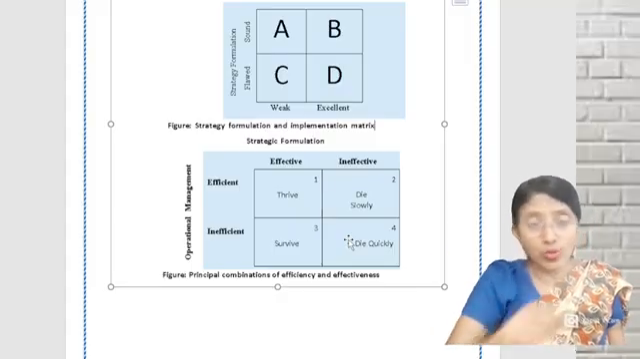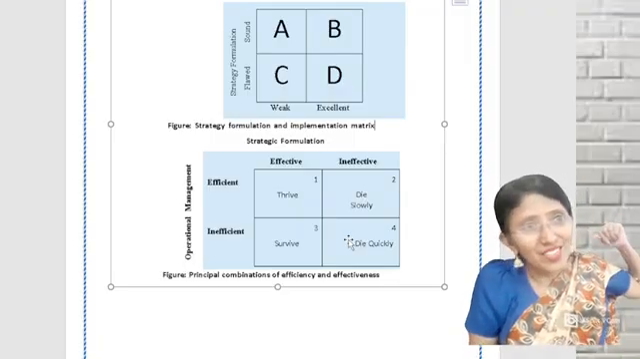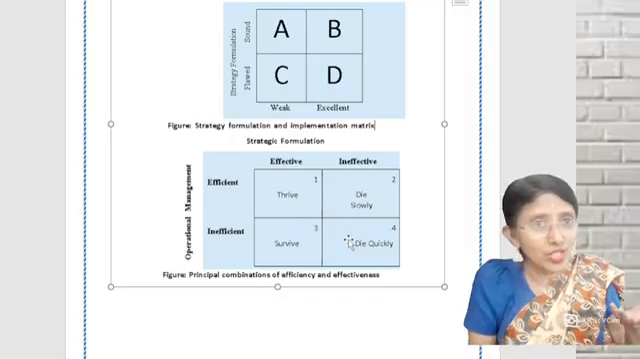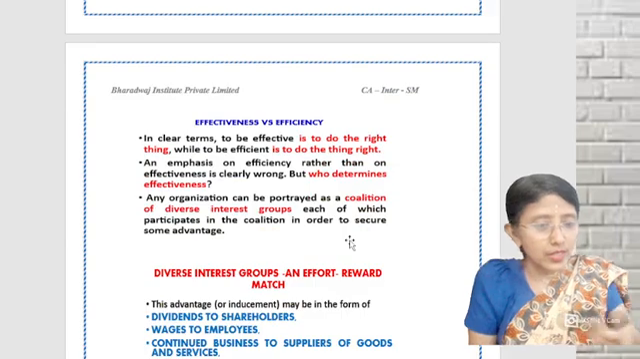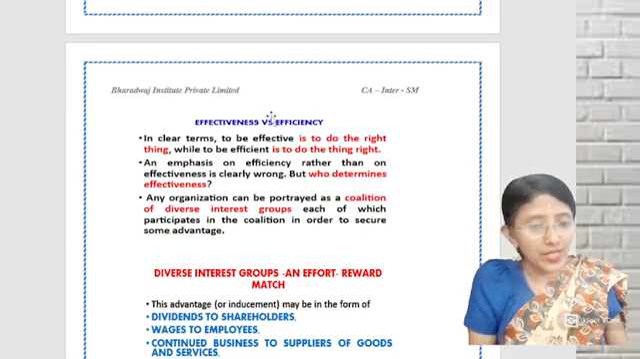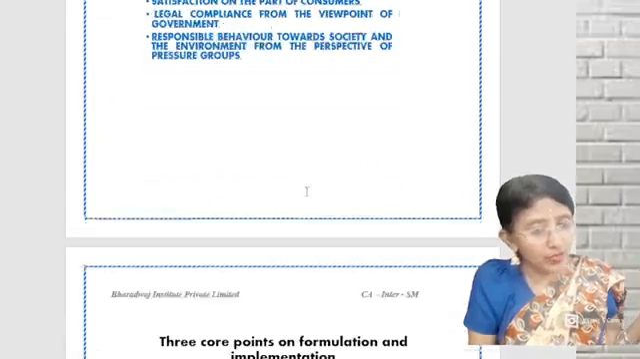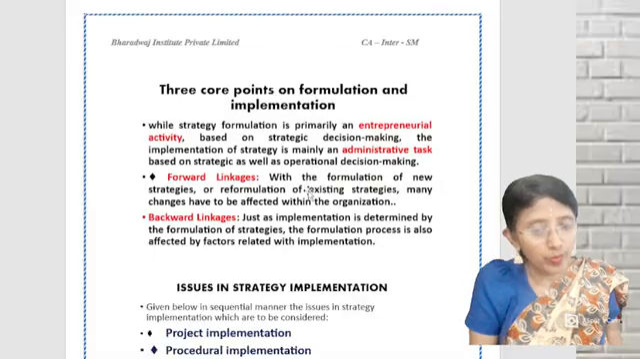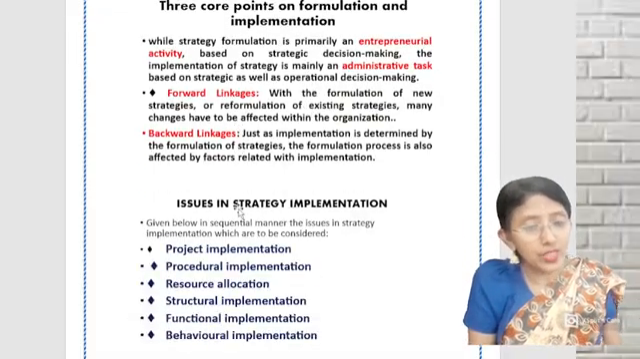Note these for MCQs also. These are all called conceptual clarity. Very easy for the examiner to question you on this in MCQs. See, I've given you effectiveness and efficiency. Then effort reward match. I've given a note on effort reward match, which is very important. And formulation and implementation, forward and backward linkages we saw.